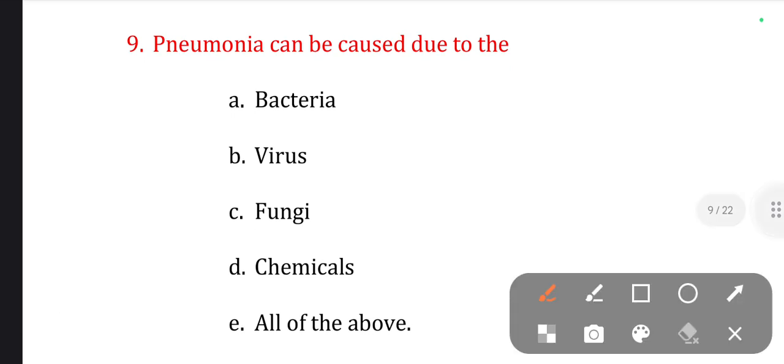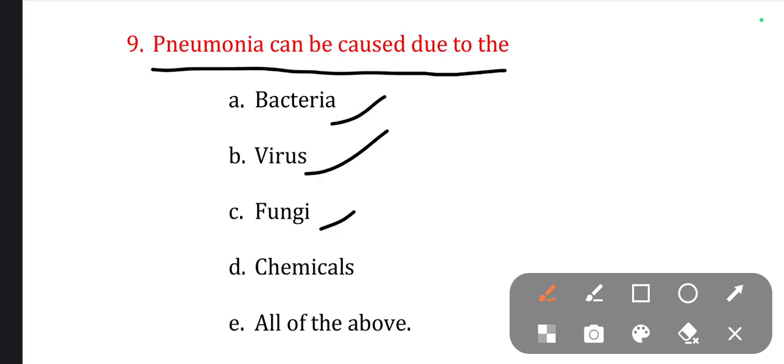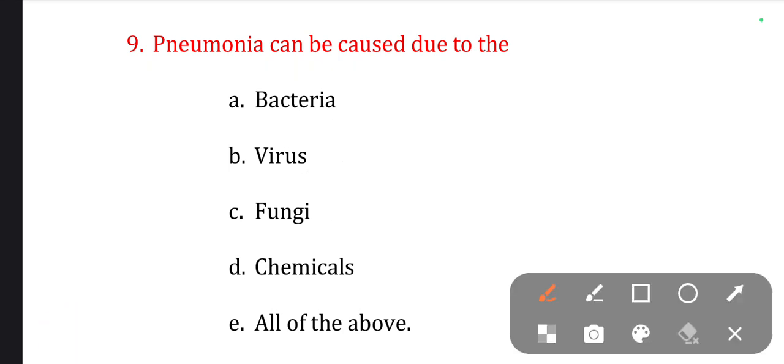The next one is, pneumonia can be caused due to. Options are bacteria, virus, fungi, chemicals, all of the above. The right one is option A, all of the above. Pneumonia can be caused by bacteria, viruses, fungi and some chemicals.